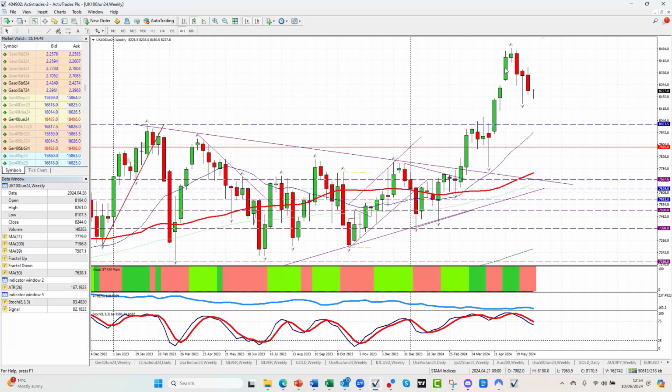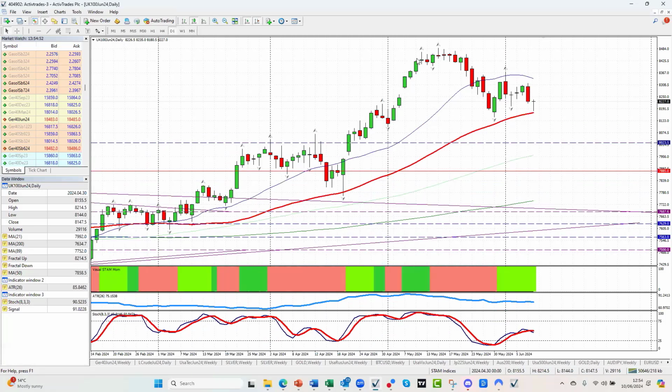FTSE having rallied its way up there, nice evening star formation there, and it's just working its way down. If I go down to the daily, that's almost like an inverse cup and handle, which you'd be expecting to basically break and drop. So I think if the 50 holds, it's kind of bullish, but if the 50 breaks, then we're into bearish. And I think it might be this week.